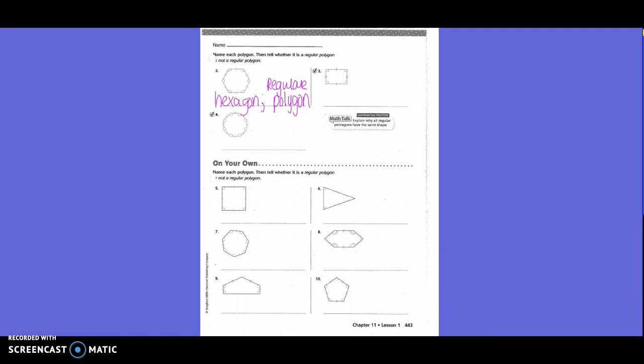Okay, number 3, how many sides does it have? 4. So it would be a quadrilateral. And then is it a regular polygon or not a regular polygon? Not regular, because all the angles are congruent, but are all the sides congruent? No. So it is not a regular polygon.